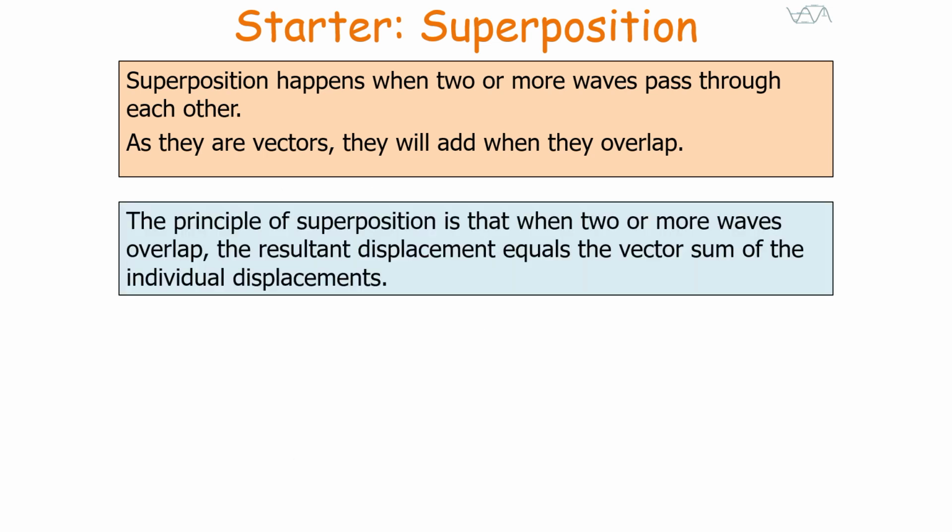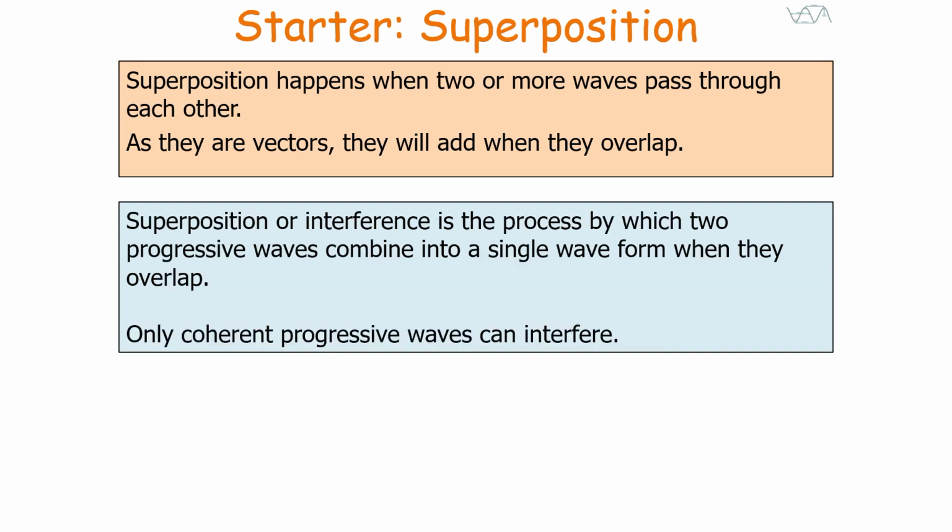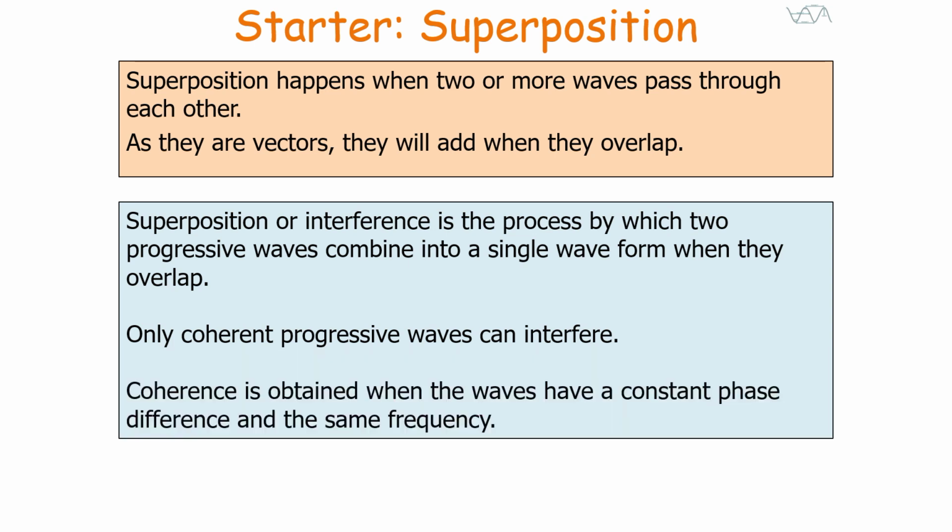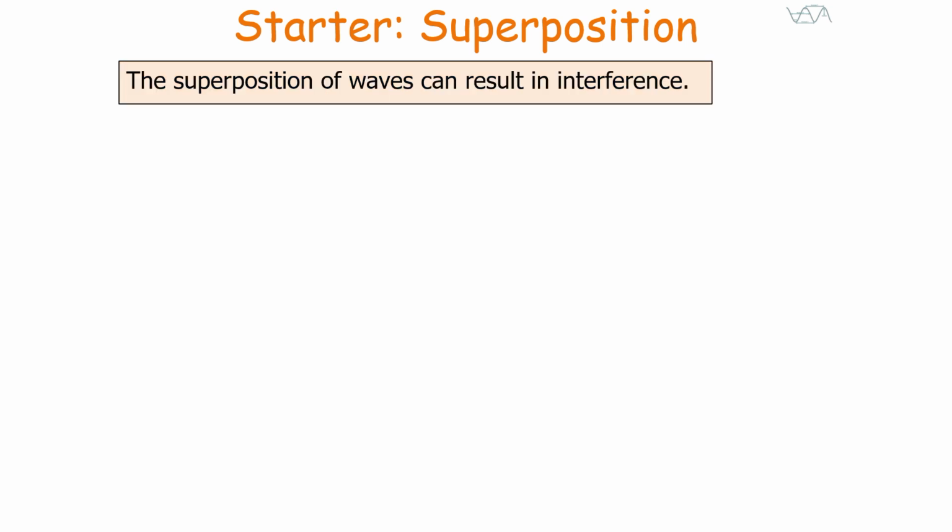Now the principle of superposition is that when two or more waves overlap, the resultant displacement equals the vector sum of the individual displacements of each wave. Now only coherent progressive waves can interfere. Coherency between waves is obtained when the waves have a constant phase difference and the same frequency. So the superposition of waves can result in interference.